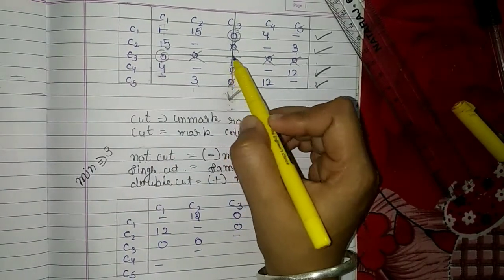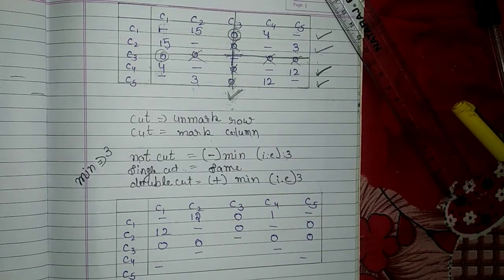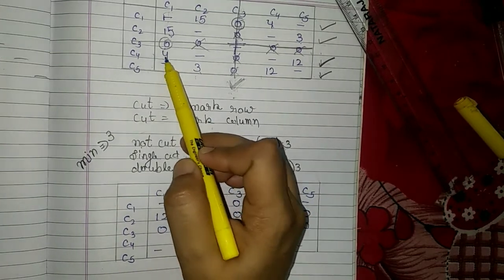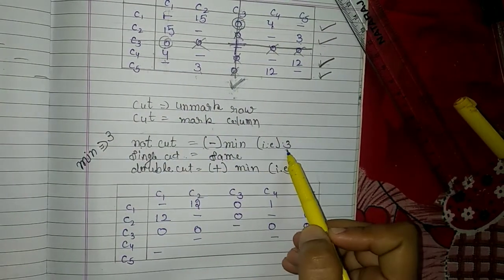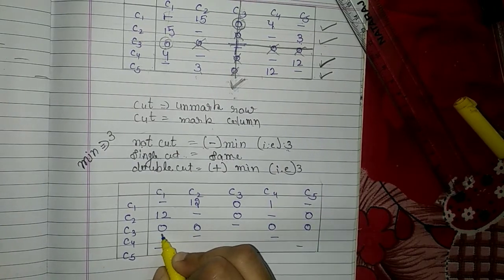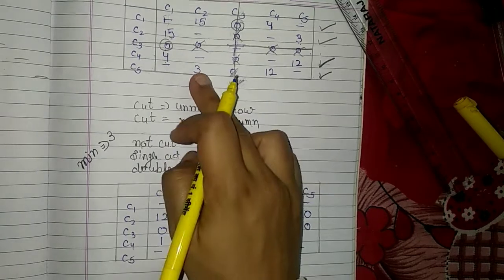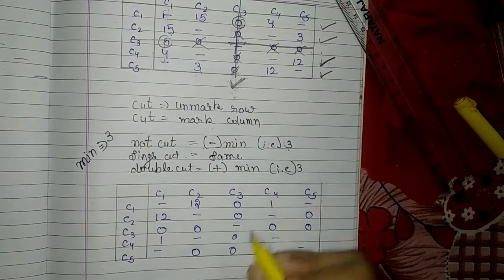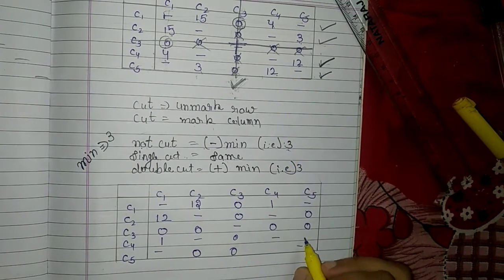Here this hyphen is only double cut. Here 4 is a not cut number, we have to subtract the minimum number, that is 3. 4 minus 3 is equal to 1. 3 minus 3 is 0, write same.